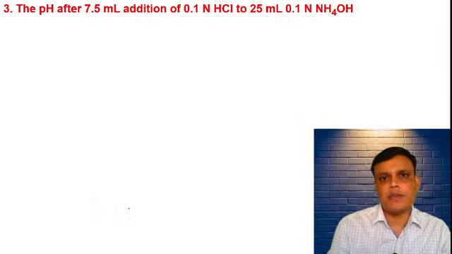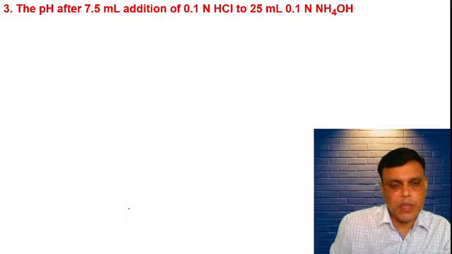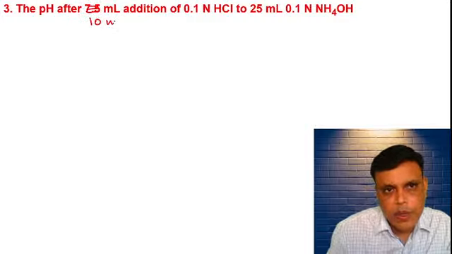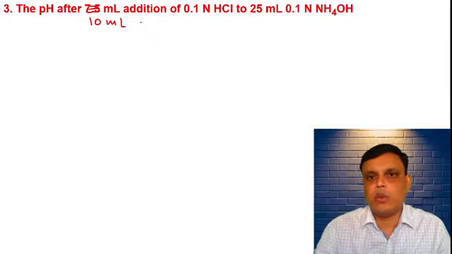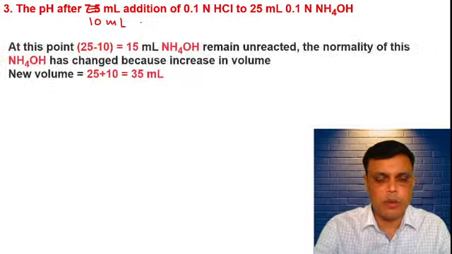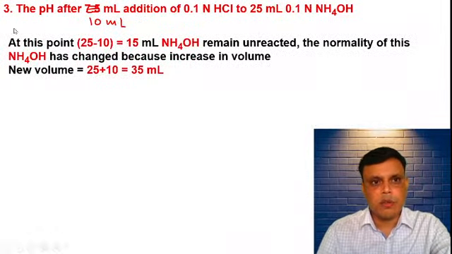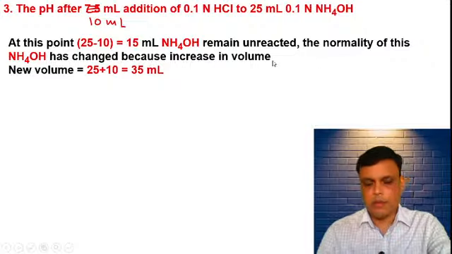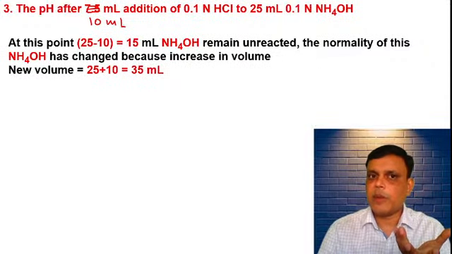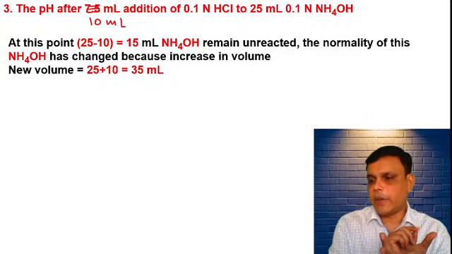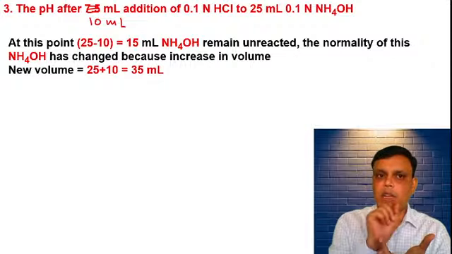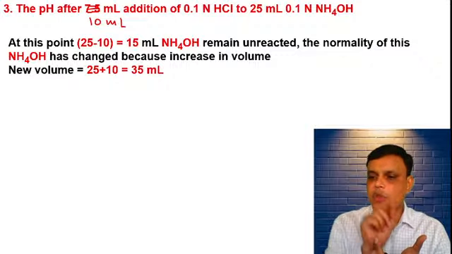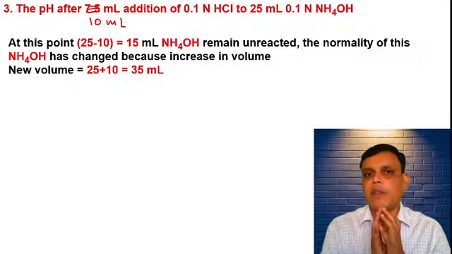The pH after 10 ml. 7.5 ml के लिए तो हम लोगों ने अभी कैलकुलेट किया है. So here pH after 10 ml addition of 0.1 normal HCl to 25 ml of 0.1 normal NaOH. So at this point what will happen? 25 minus 10, so 15 ml of NaOH will remain unreacted. Because in conical flask you have taken 25 ml of base and from the burette we are adding 10 ml of acid. So out of that 25 ml of base, 10 ml of acid will react. So how much will remain unreacted? That is 25 minus 10, that is 15 ml of NaOH will remain unreacted.